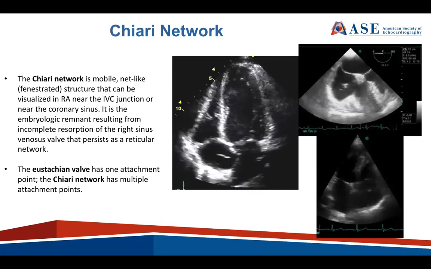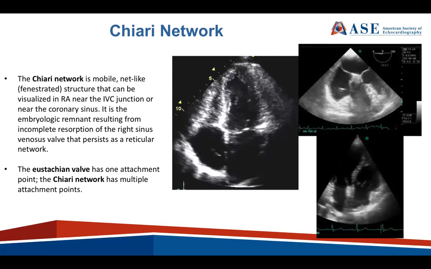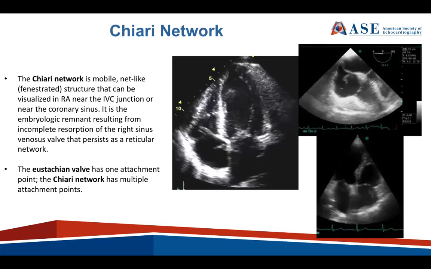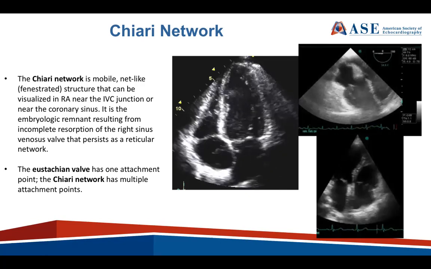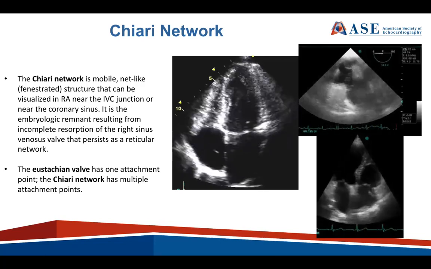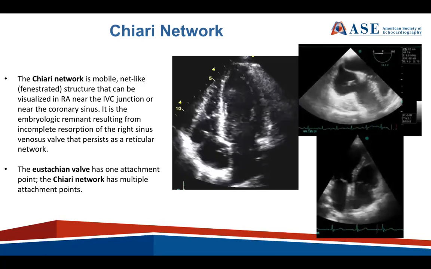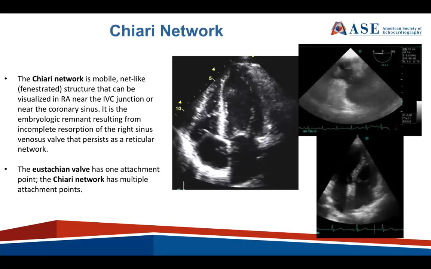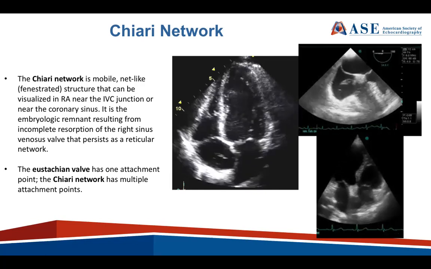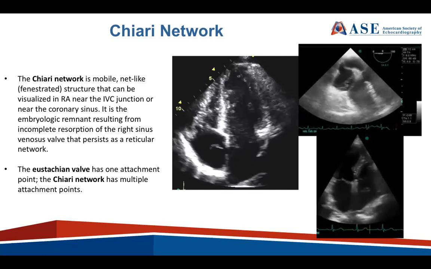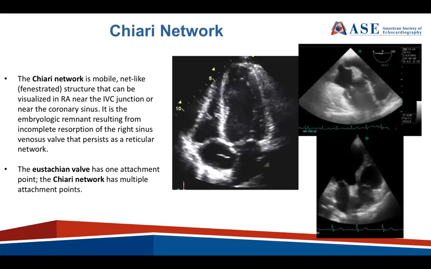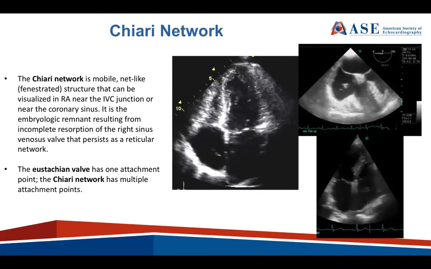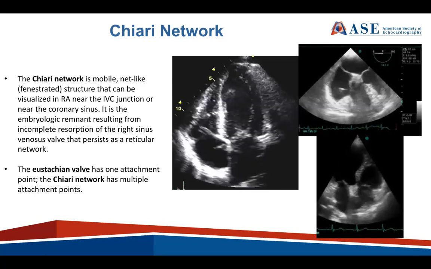In the TEE view on the top right, you can see that it's actually partially prolapsing into the right ventricle as well in a more exaggerated form. The Chiari network has no clinical significance really. It can sometimes cause problems with respect to transcatheter therapies, but other than that, it really has no clinical significance. Rarely, however, it can be associated with thrombus formation, entrapment, as we talked about from transcatheter technologies, or even infection.